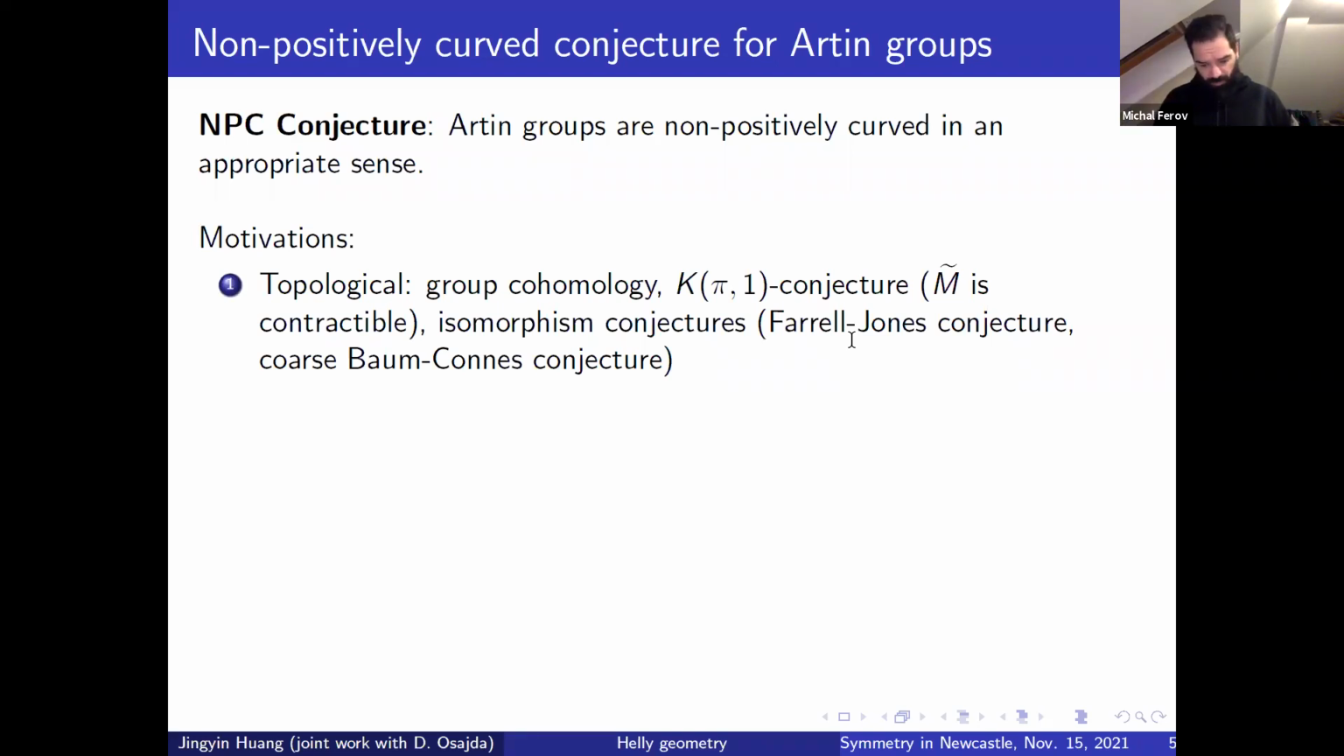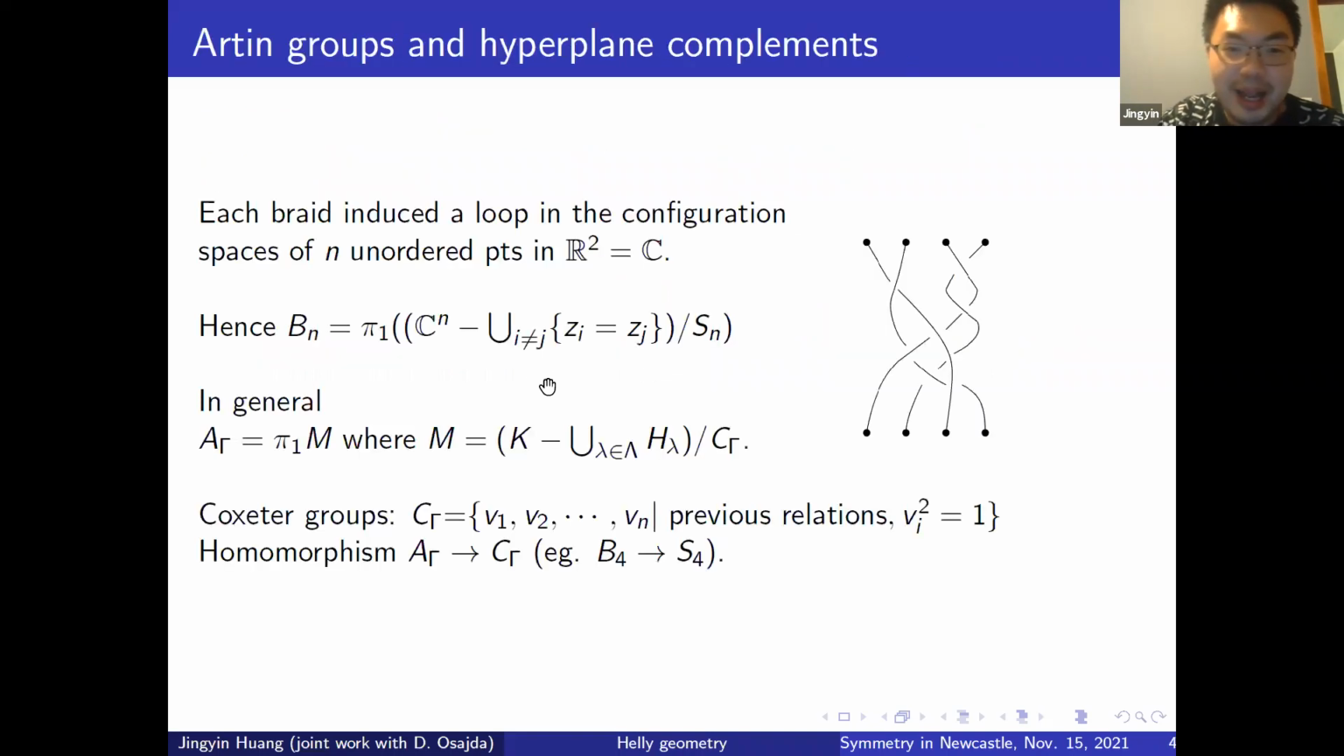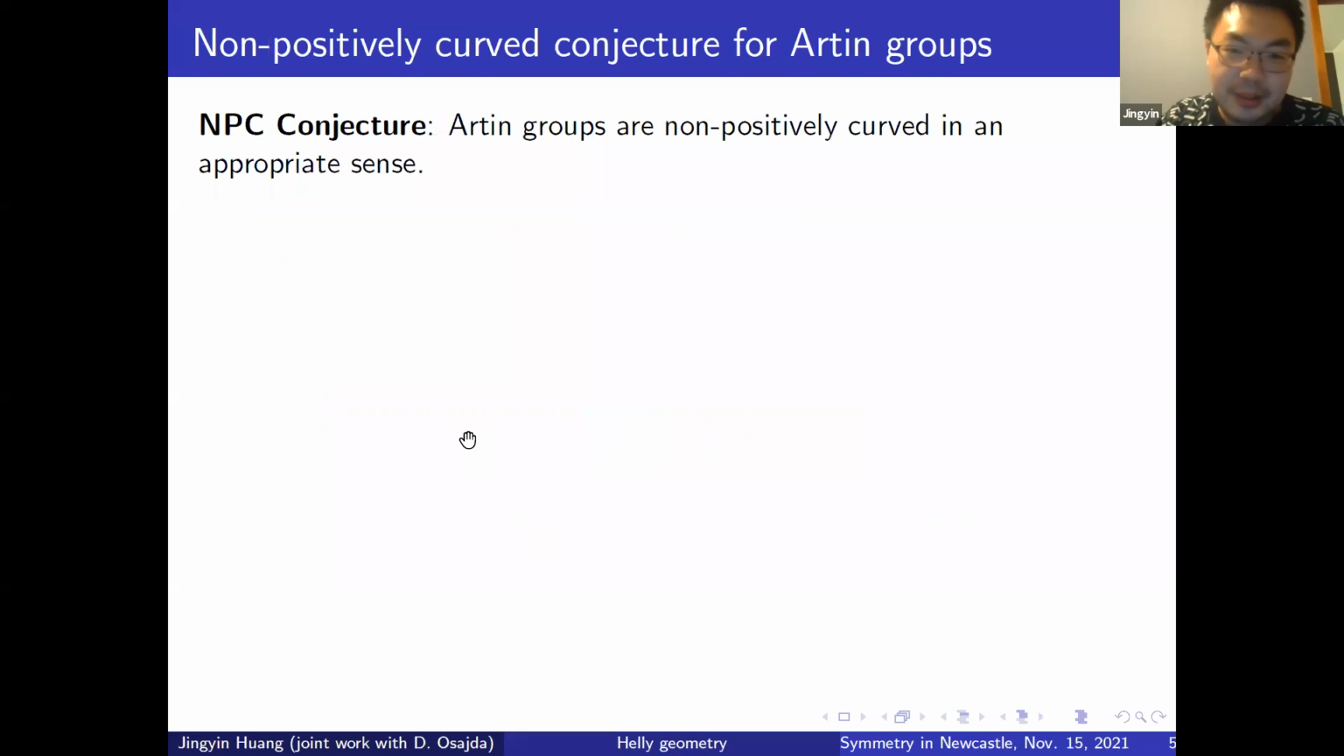One of the motivations comes from the so-called K(pi,1) conjecture. This is a conjecture proposed in the 1950s, which is still widely open today. It basically says that for this space M that I defined, the universal cover of this space is contractible. This is known for the braid group from the 1960s, but it is still widely open for general Artin groups.